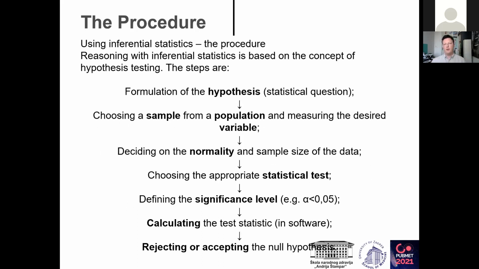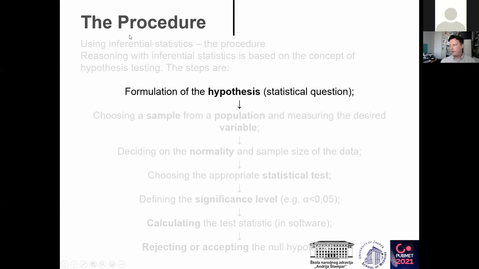This is the procedure we use. It looks complicated, but actually it's rather straightforward. As you can see, it has 7 steps, and the most important thing you need to do is decide what you want to do. You want to follow these steps, and this is the procedure for using inferential statistics, so basically for statistical reasoning.